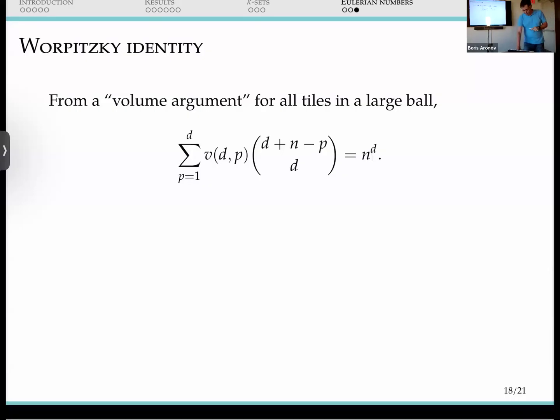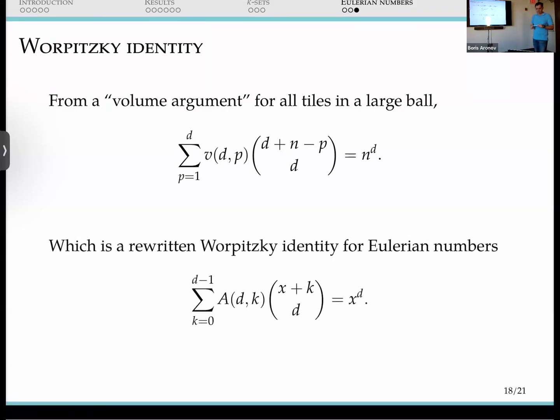So now Wikipedia helps because it says that this is very similar to Worpitzky's identity for Eulerian numbers, right? So it is sum of coefficient times binomial coefficient. Sum of that is equal to power of n. Well, here it's power of x because it's equality for polynomials, but it's very similar. And after some argument, you can show that volumes here must be Eulerian numbers here. And the difference is one here, right? So remember, it was d, k minus 1. So here summation is from 0 to d minus 1. Here it's from 1 to d. All right, so that's how we can prove that volumes of hypersimplices are actually Eulerian numbers.